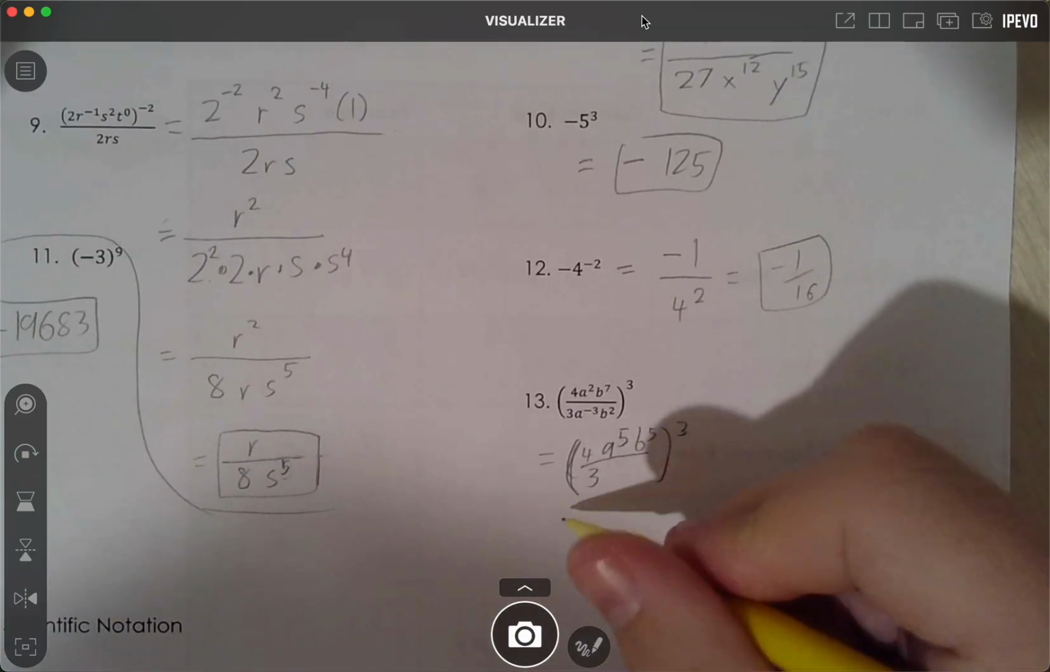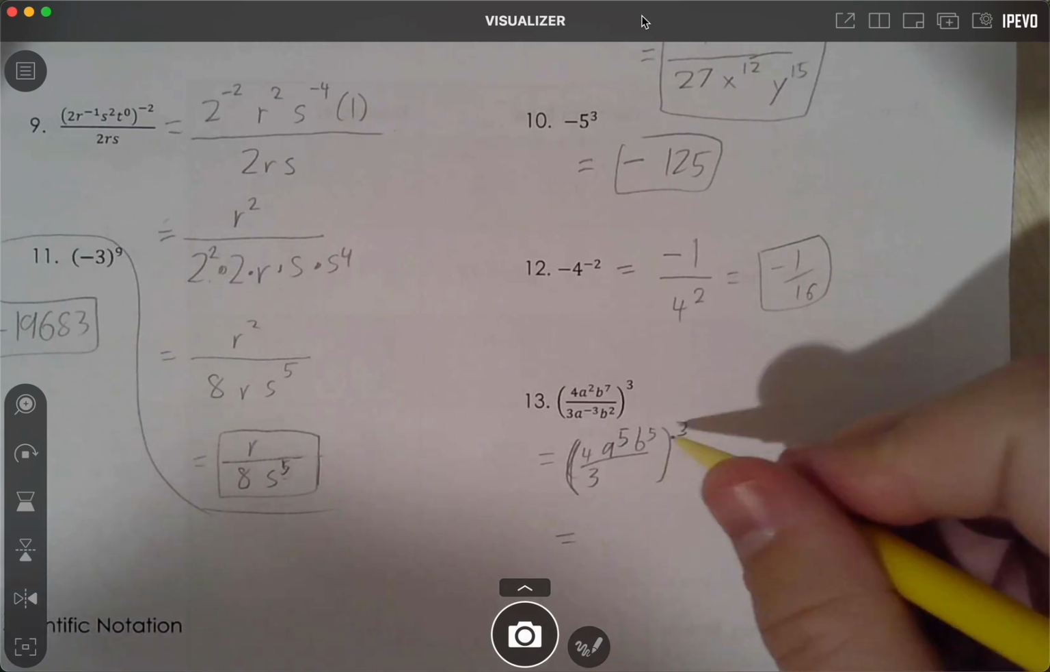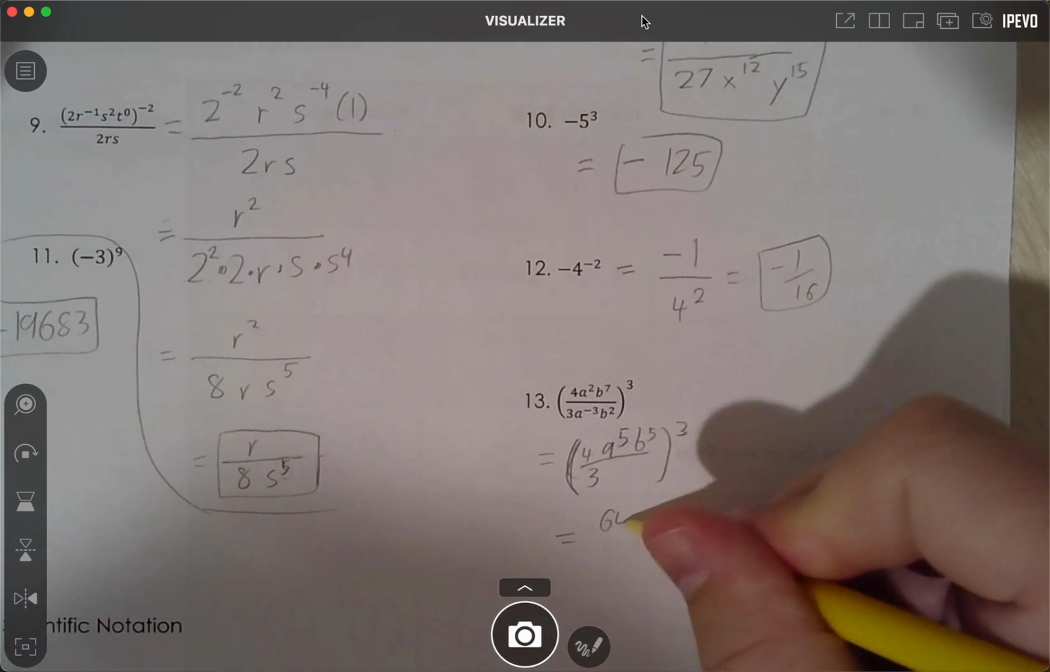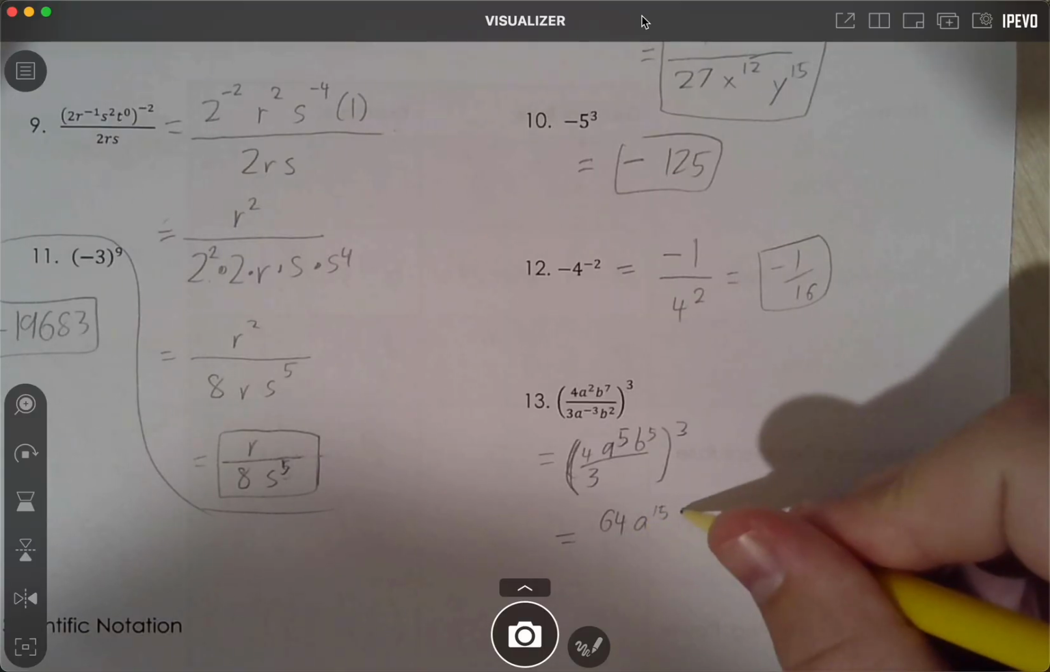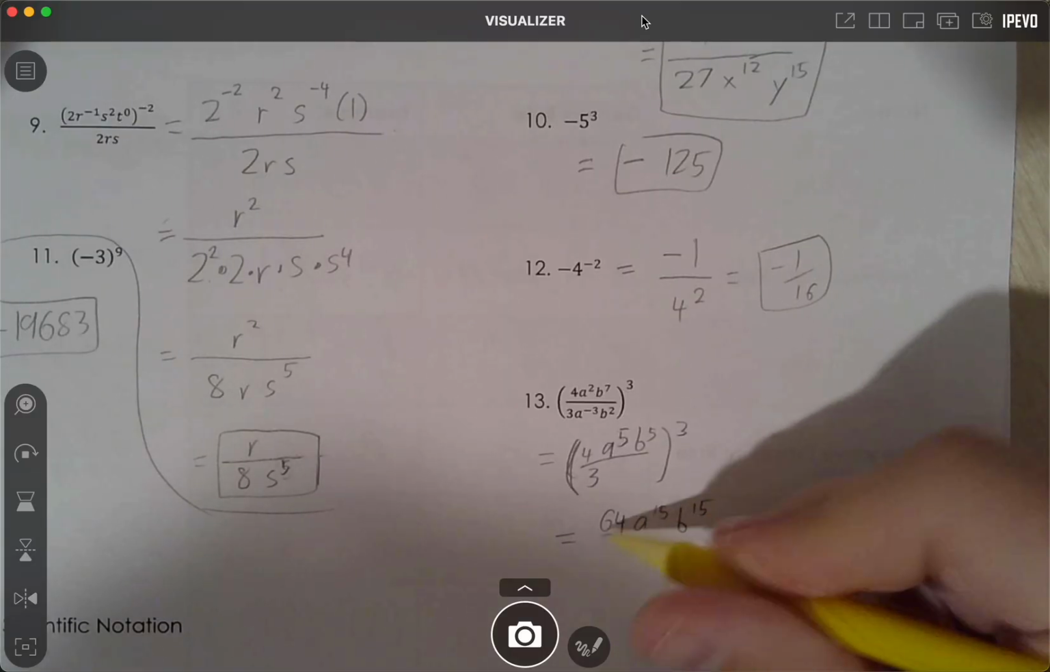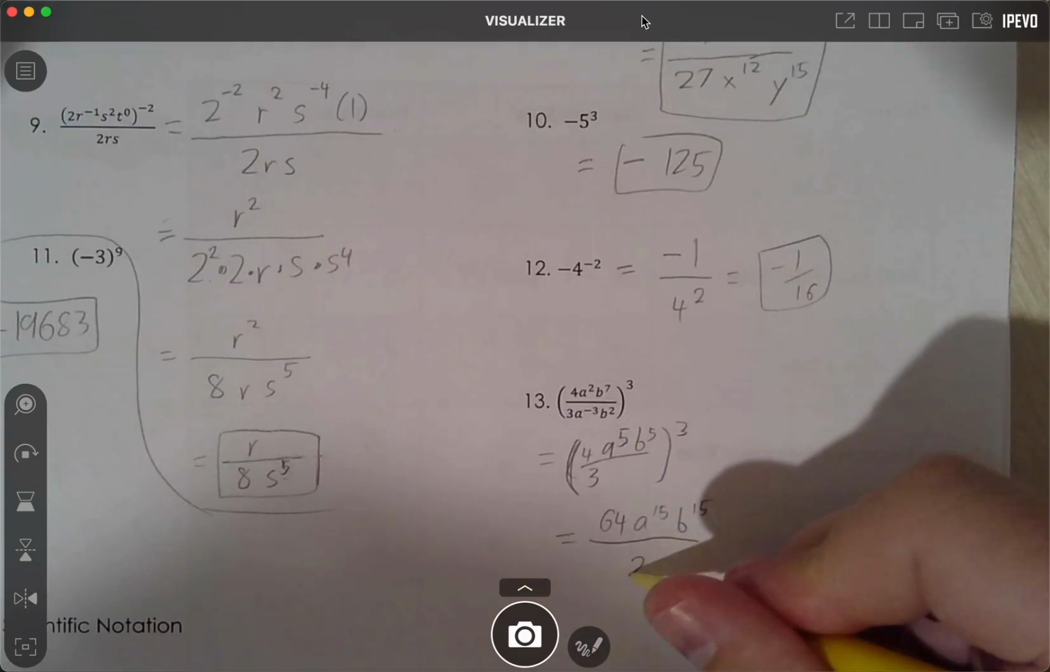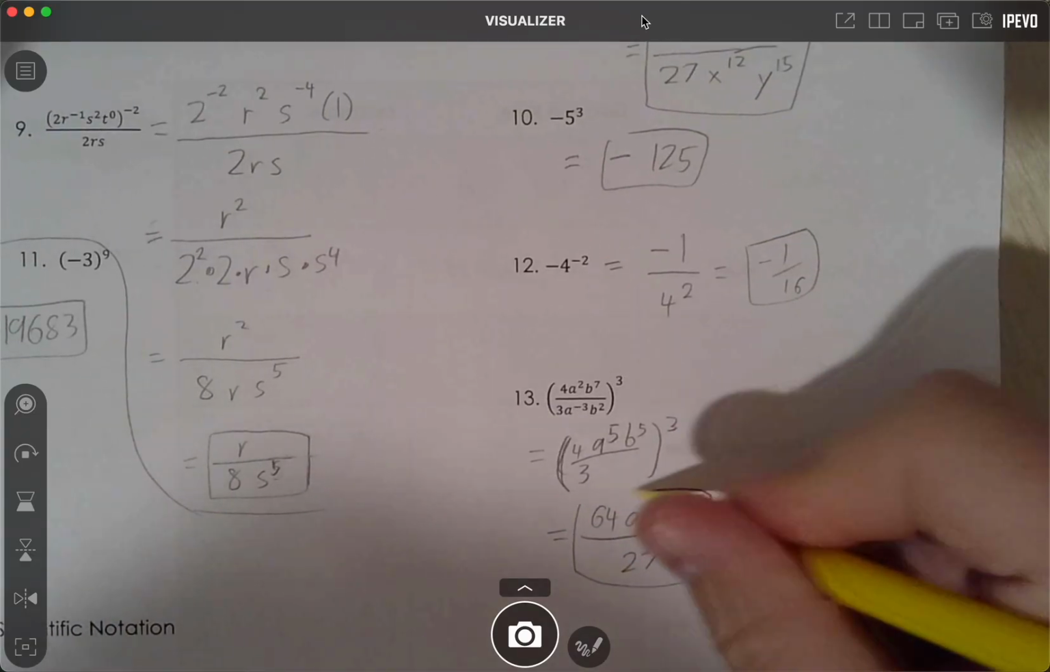Now that I've cleaned that up, let's deal with the cubing. And so 4 cubed, careful, is 64. A to the 5th cubed is a to the 15th. They're going to multiply. That means we'll have b to the 15th also. And 3 cubed is 27, and it was on the bottom, so it stays there.